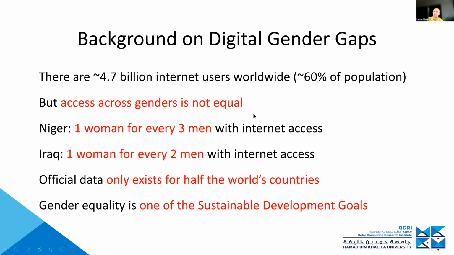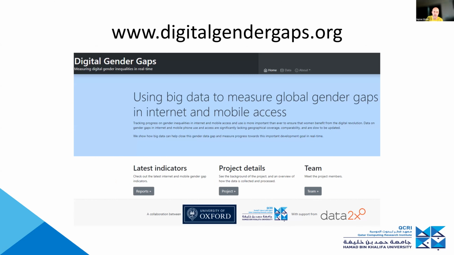But this access is not distributed equally, right? For example, in Niger, for every 1 woman with internet access, you have 3 men with internet access. Or in Iraq, it's roughly 1 to 2. But in a sense, both Niger and Iraq are positive cases, because these countries collect this data and they report this data. For most countries, we don't have this data. Let me show you in a second a map where you can see this. To address these data gaps, we created this platform called Digital Gender Gaps. It's also publicly accessible, where you can see what I'm showing you next.